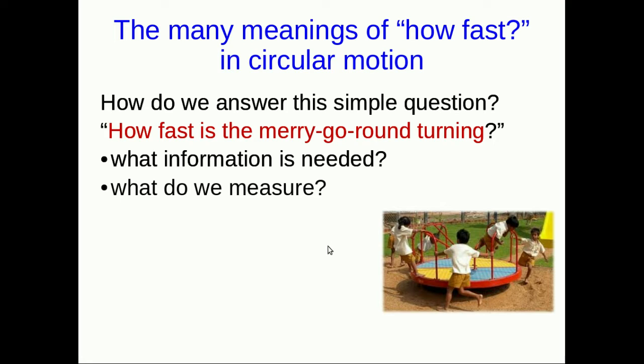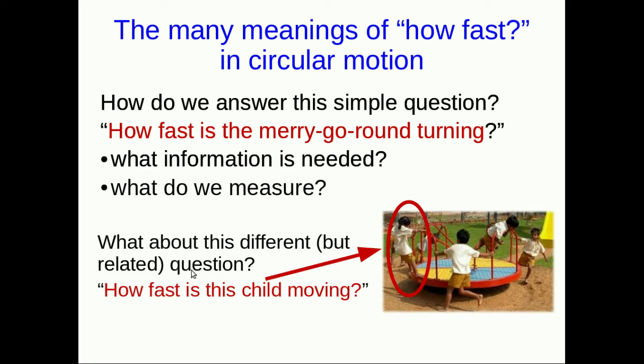And then a question that seems like perhaps the same question, but isn't quite the same question, is how fast is this child moving when the merry-go-round is turning? Now that's closely related to this question of how fast the merry-go-round is turning, but it's actually asking about a slightly different quantity that you can measure.